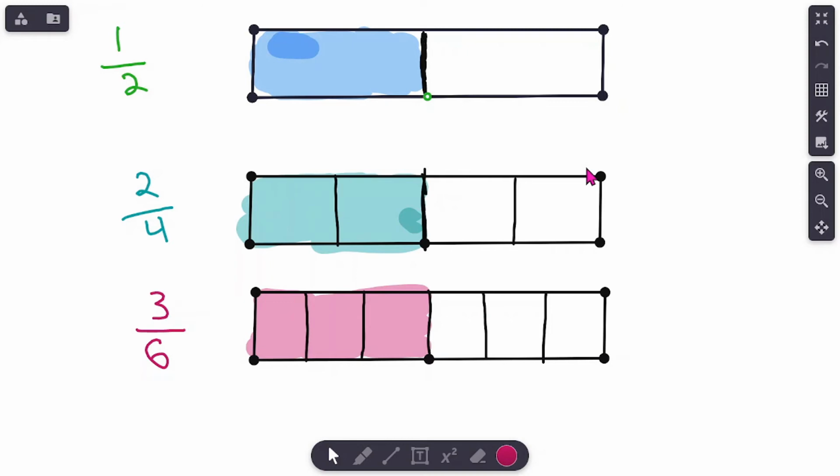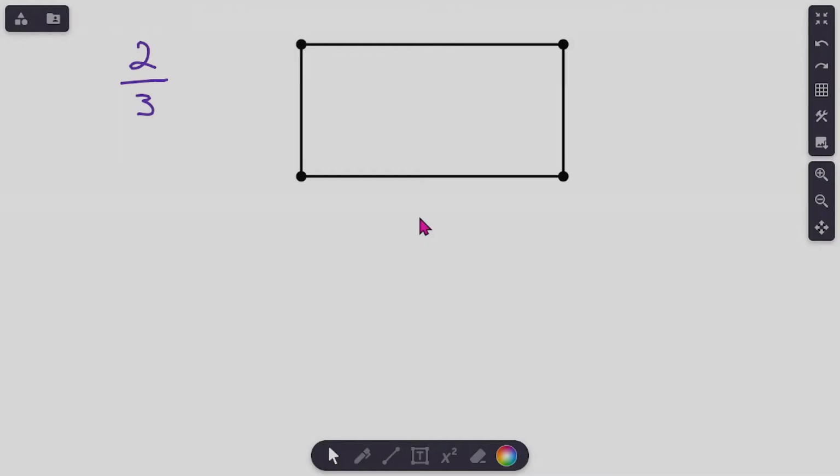Now I'm going to show you another strategy that you can use, because the cool thing about math is there is more than one strategy a lot of times to solve a problem. So let me show you another example. All right, so I've got another strategy here for you. This strategy is going to be drawing a picture.